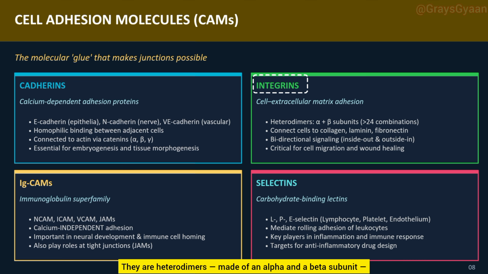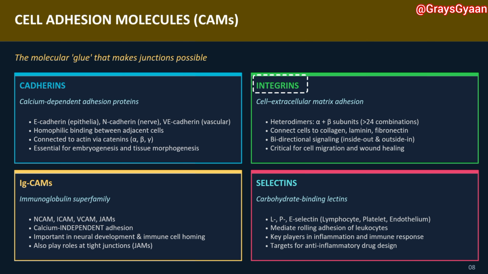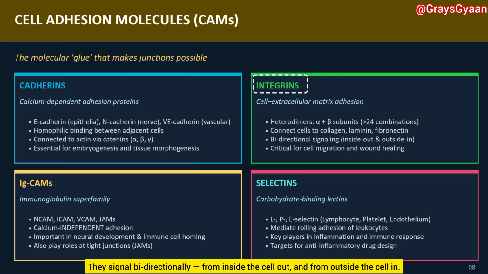They are heterodimers, made of an alpha and a beta subunit, with over 24 different combinations, each with a specific binding partner. They signal bidirectionally, from inside the cell out, and from outside the cell in.